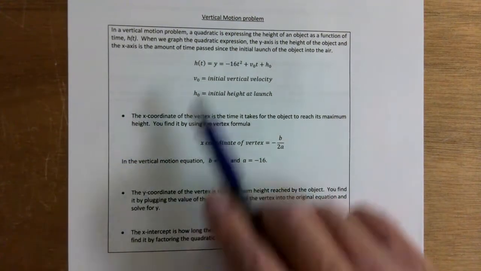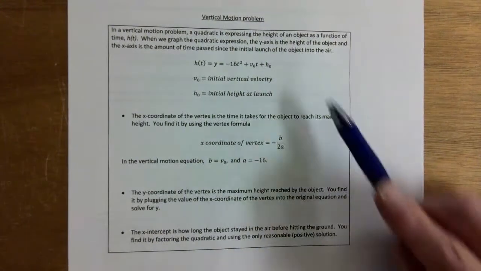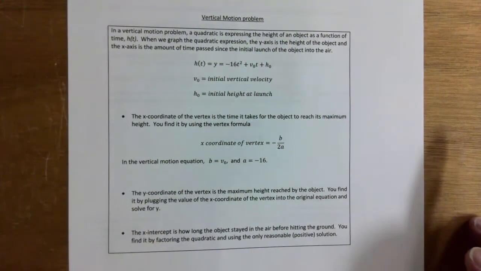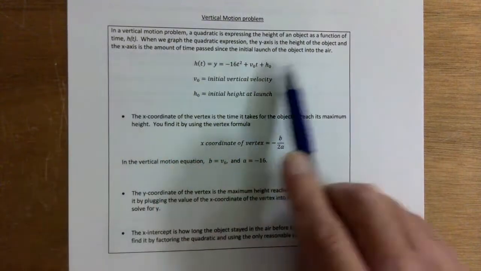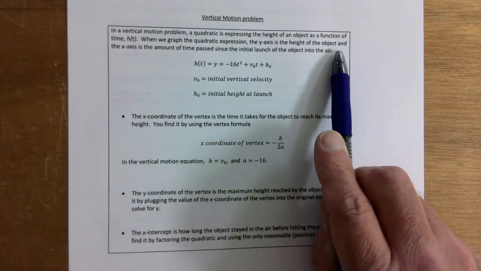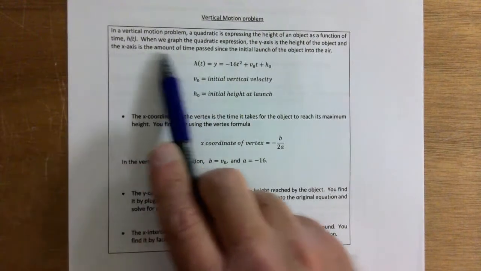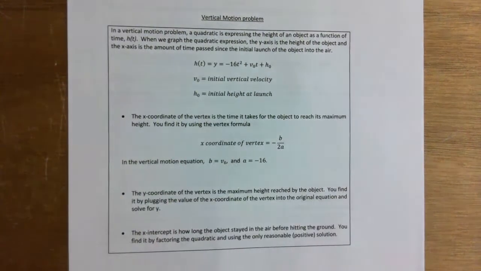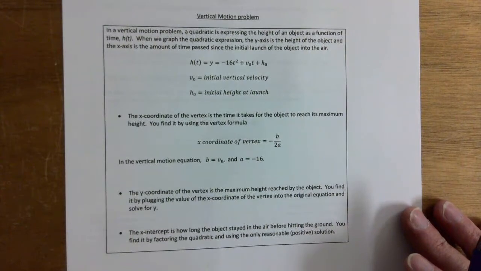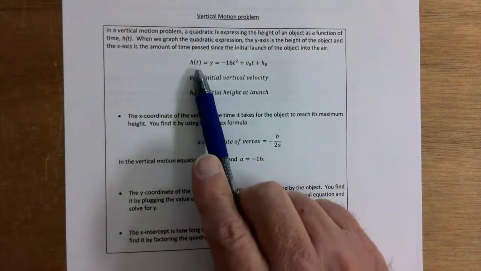Now, if we graph this quadratic, the y-axis is the height of the object at some given time. The x-axis is the amount of time passed since the object was first launched into the air. All right? So again, this is just height.